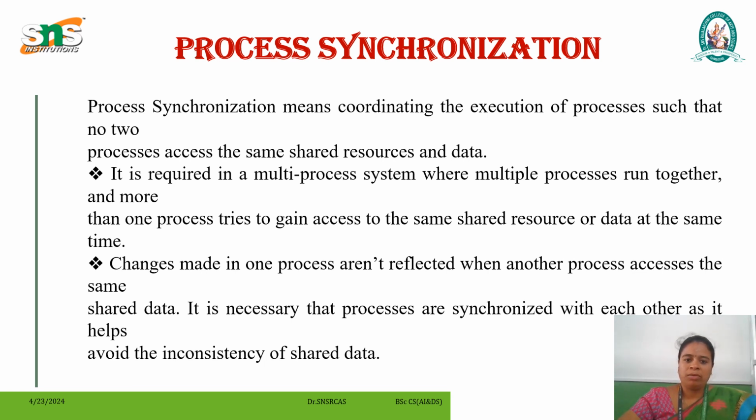On the basis of synchronization, processes are categorized as one of the following two types. First one, independent process. An independent process is one where the execution of one process does not affect the execution of another process. Next one, cooperative process. A cooperative process is one where the execution of one process affects the execution of another process. Process synchronization problems arise in the case of cooperative processes also, because resources are shared in cooperative processes.